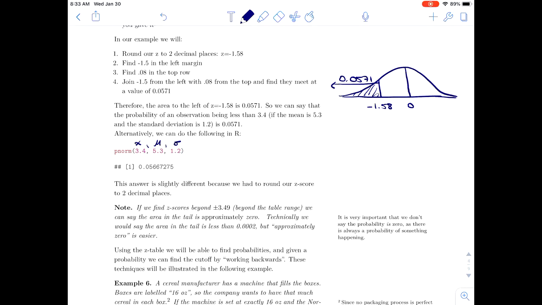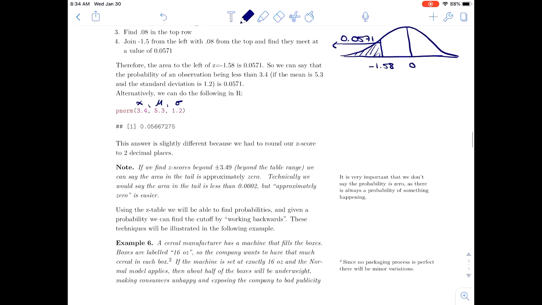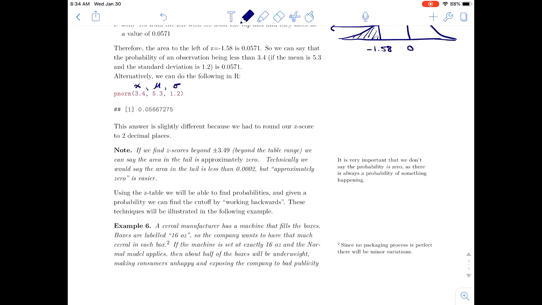Notice that this answer is slightly different, but that's because we had to round our z-score to 2 decimal places, but it's really negative 1.583 repeating, and so R is able to handle that. So this is what I mean by, we could probably do away with the tables and just have something like this instead, finding our areas. Of course, on the test, you'll have to know how to use the Z table because you're not going to have a computer, unfortunately.